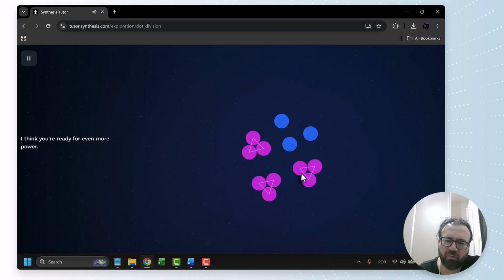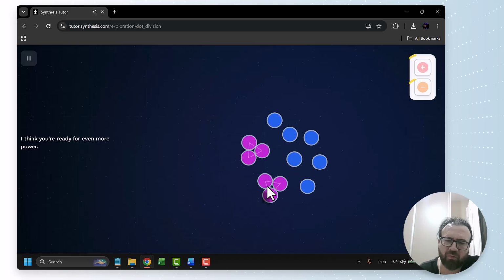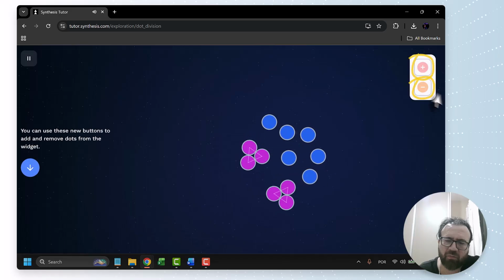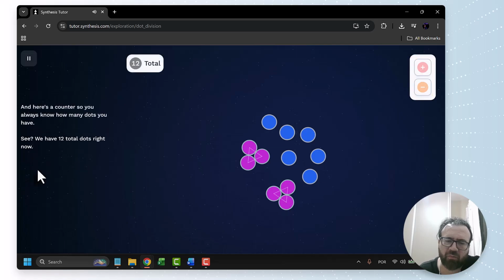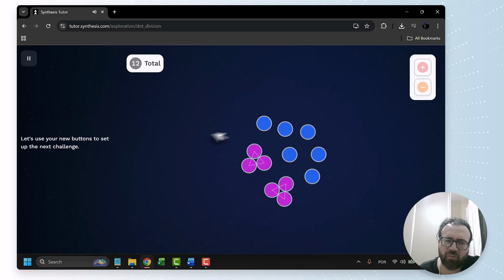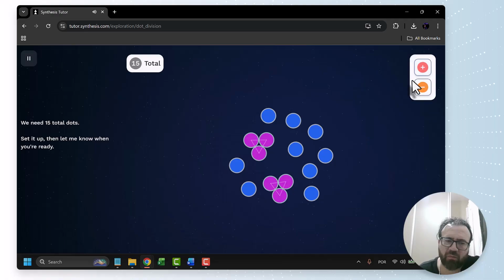Let's try it out. Double tap a dot in a group to separate it. Nice. I think you're ready for even more power. You can use these new buttons to add and remove dots from the widget. And here's a counter so you always know how many dots you have. See? We have 12 total dots right now. Let's use your new buttons to set up the next challenge. We need 15 total dots. Set it up, then let me know when you're ready.